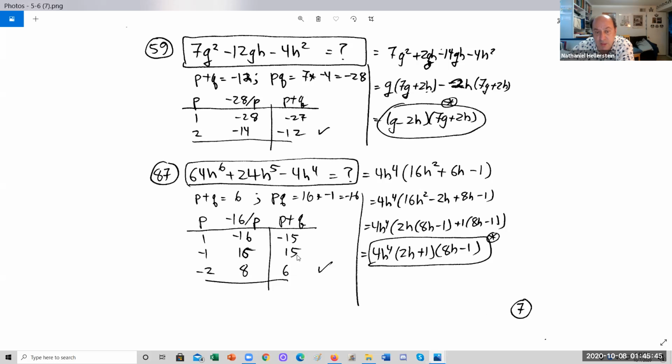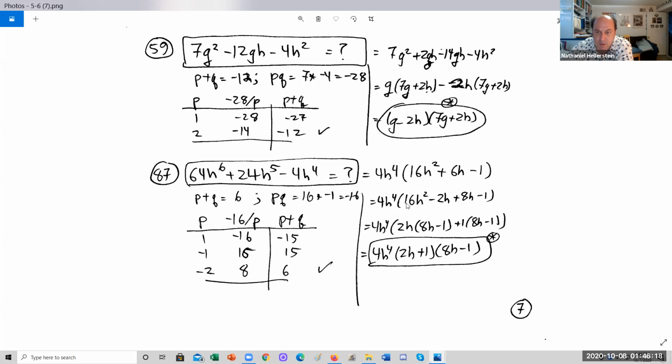Well, it's the right sign, but the wrong size. We proceed. If q is -2, then if p is -2, then q is -16 over -2, which is 8. If we add these up, you get 6 as required. So there we go. From here, we're going to write this 6h as minus 2h plus 8h. So we have 4h to the 4th times 6h squared minus 2h plus 8h minus 1.